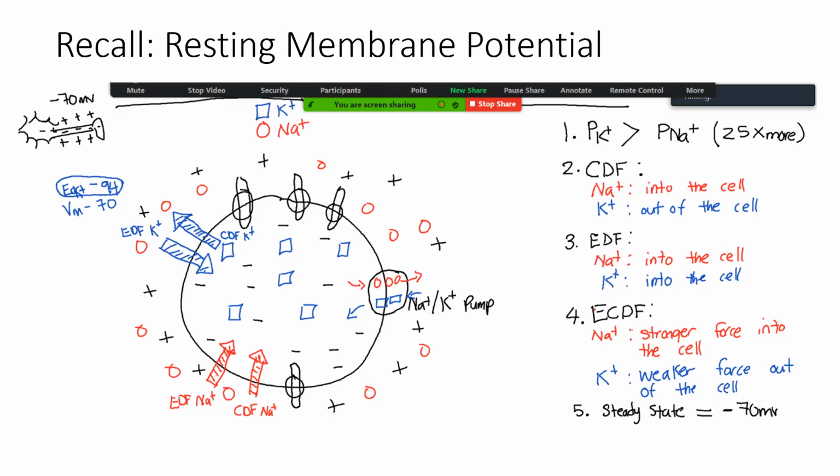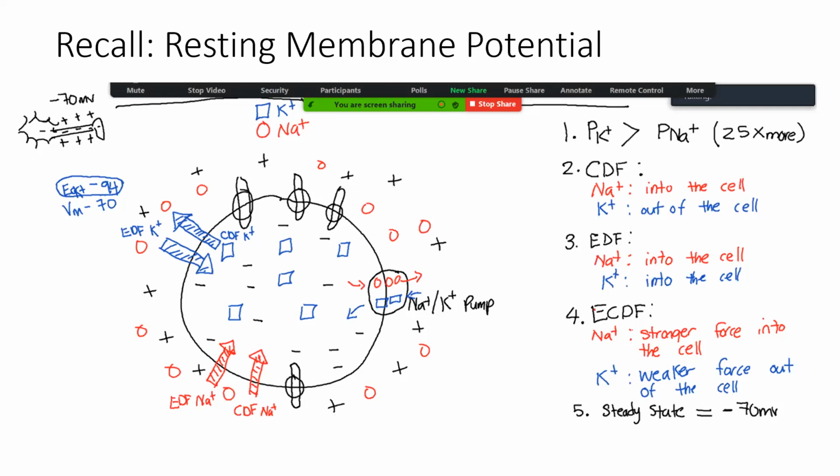And it's not actually in the middle. Why? Because the equilibrium potential for potassium is closer because there are more potassium channels on the cell. So the resting membrane potential is going to look more like potassium's equilibrium potential. It's going to favor potassium equilibrium potential more because there are more channels on the membrane. There's more movement of potassium.